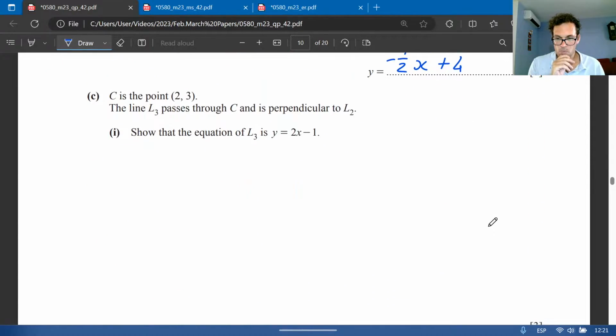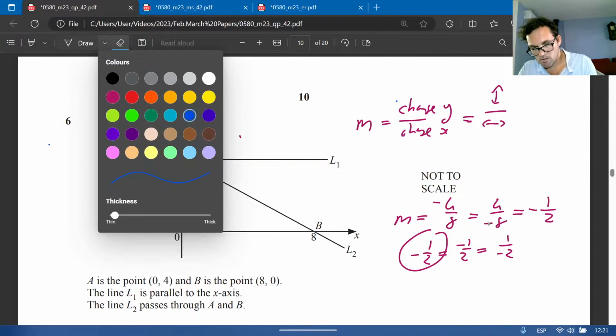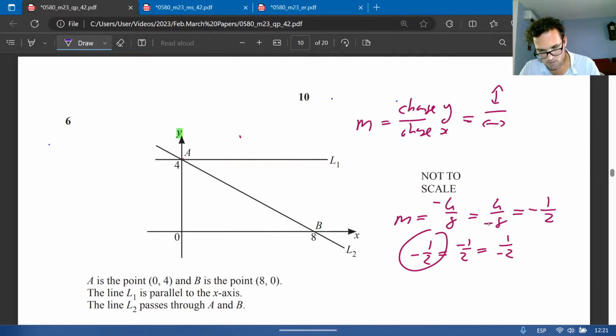Question C. C is the point 2, 3. Let's draw that for ourselves. Oh, goodness, that's not what I wanted to do. Okay, so let's jump to a different color here. So imagine the point 2, 3. You see, this is not to scale, yeah? It's not to scale at all, right? So I'm just going to guess it's a point, let's say there, that's the point 2, 3, which is not to scale.